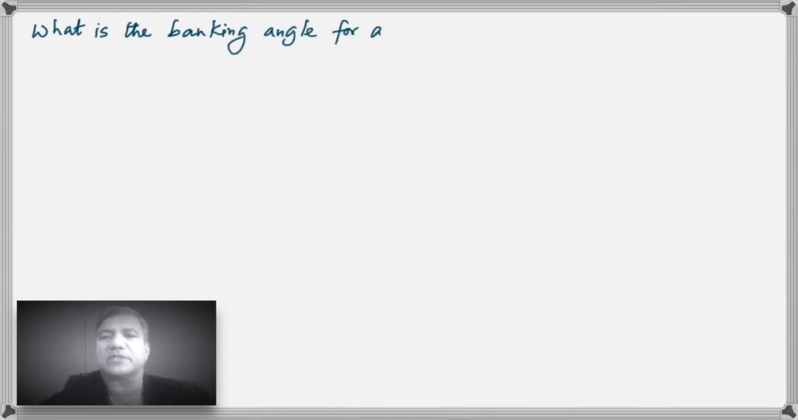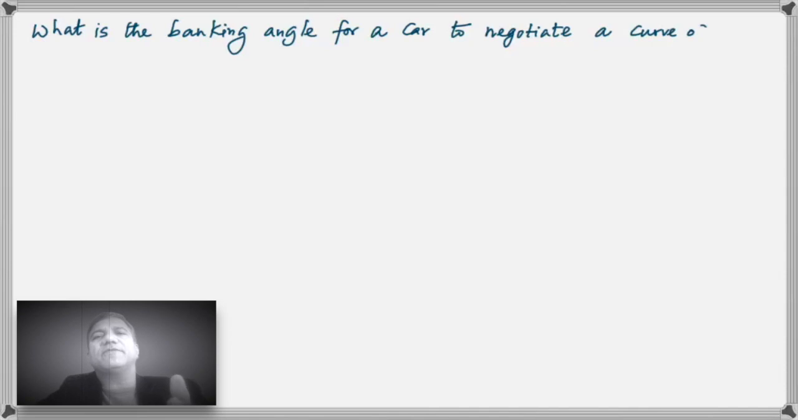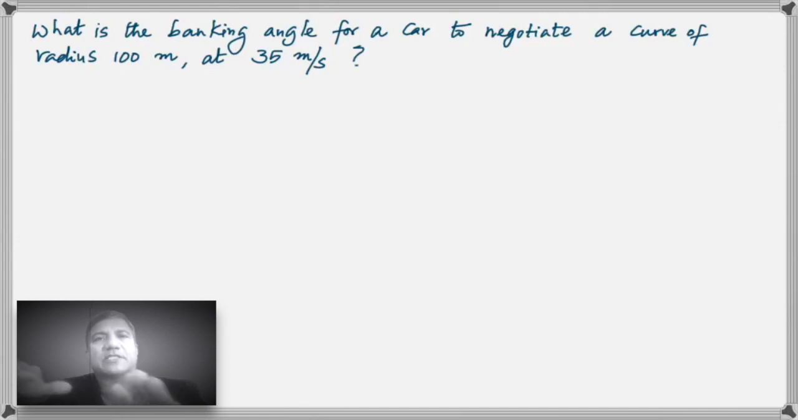Just two more questions to go. Here, it's about banking. At roads, at the curves, the outer side is a little raised than the inner side, which is called banking, and that provides the centripetal force. So here we got to calculate the banking angle for a car to negotiate a curve of radius 100 meters at 35 meters per second. So that's a fast moving car on a curve. So obviously the angle of banking needs to be high.